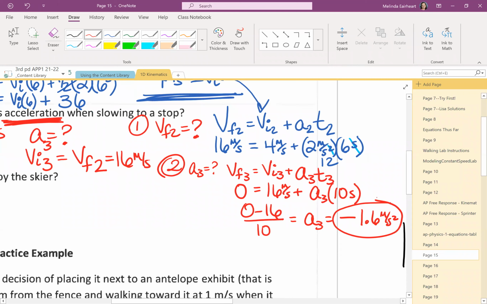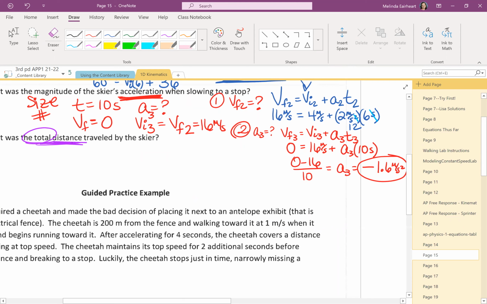Okay, last question. What is the total distance traveled by the skier? Total distance. Well, sometimes we have constant speed. Sometimes we have positive acceleration. Sometimes we have negative acceleration. I can't just put all those together. Treat it as separate: D1 plus D2 plus D3. This equation is not on the formula chart. It's just knowing there are 3 parts that add up to a total distance.